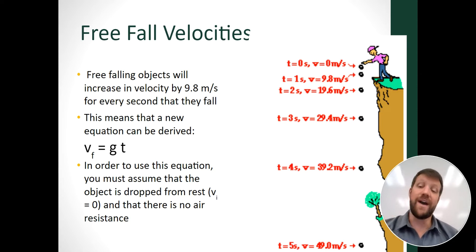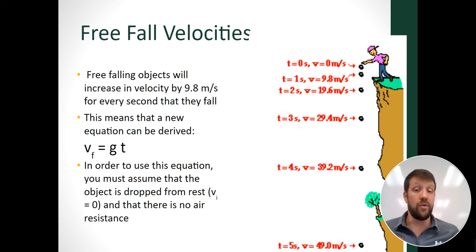But we could say that the final velocity of an object in free fall, so with no other forces acting on it, would be gt. G being our gravitational acceleration, or also said, acceleration due to gravity. Objects here on Earth, based on the size of the Earth, accelerate at 9.8 meters per second squared.